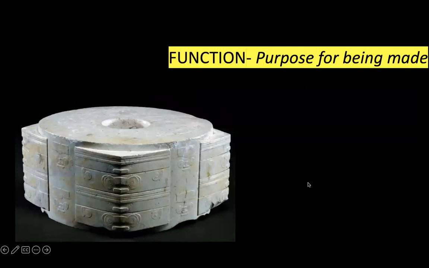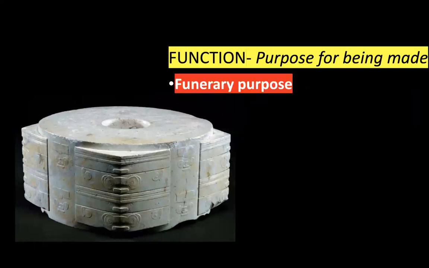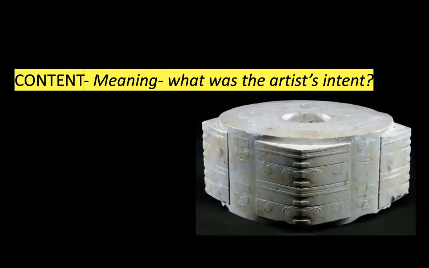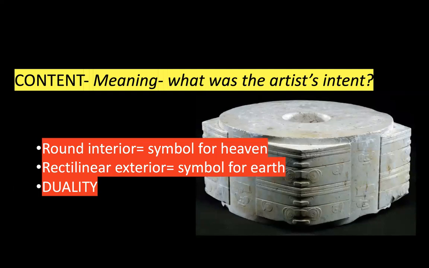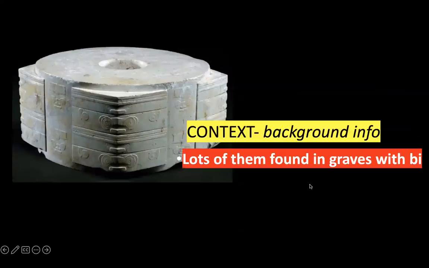All right, why do we have a whole bunch of these? We definitely believe there's a funerary purpose because these were found buried with other items called bi. All right, so they also believe this is very symbolic. The round interior is symbolic for the heavens. The rectilinear, the square-like exterior, is symbolic for the earth. And they believe this because of later artifacts that have also been discovered. So it represents a type of duality. Lots of them found in graves with bi.